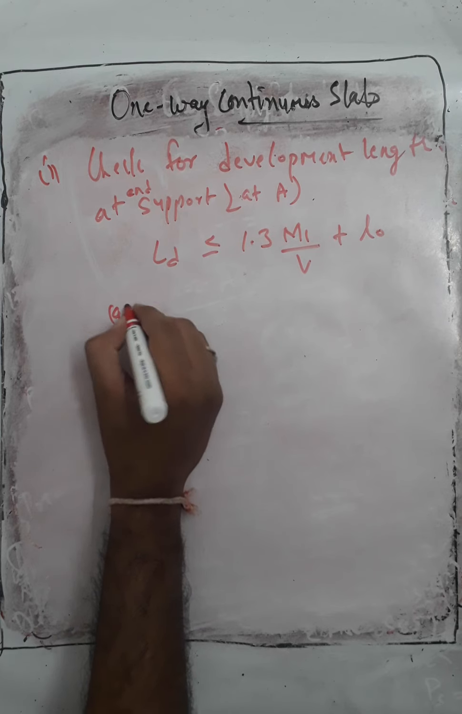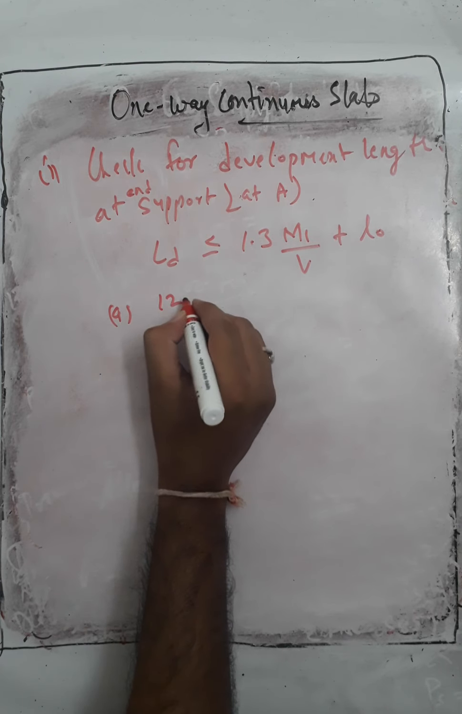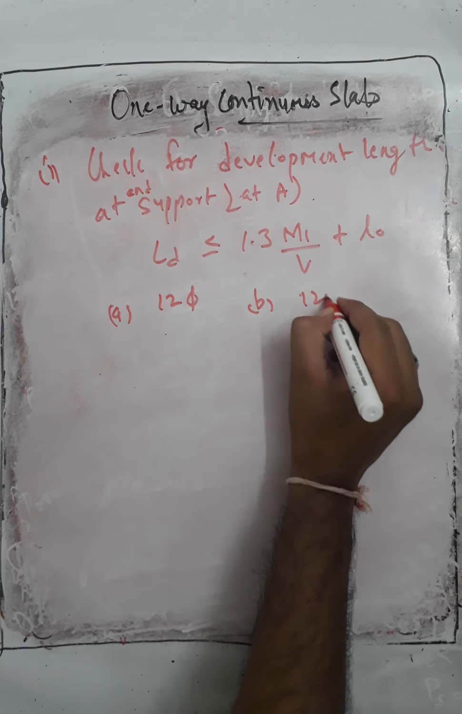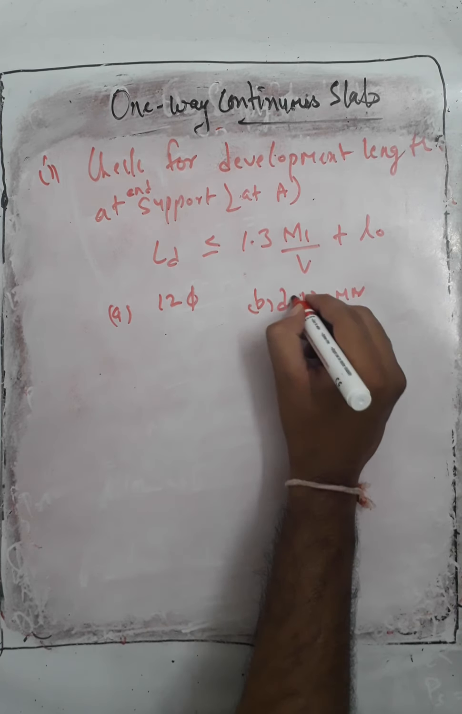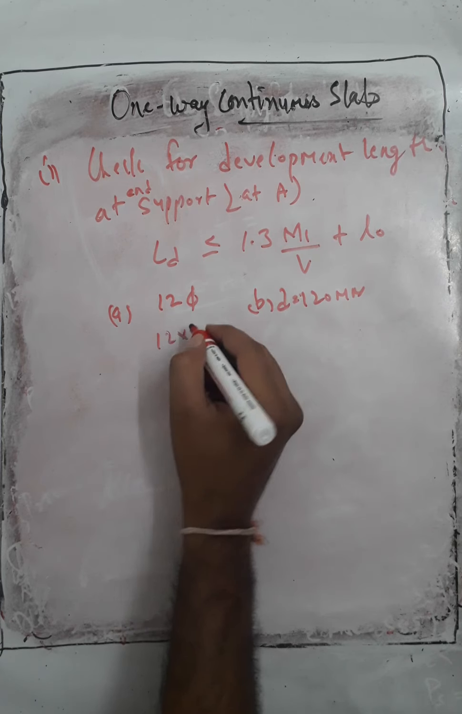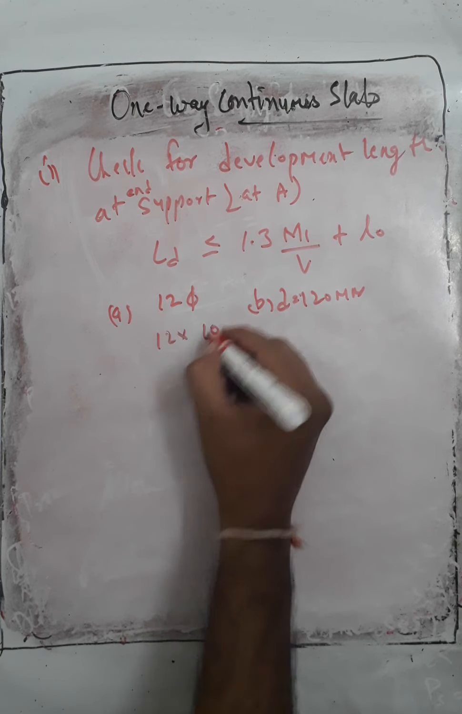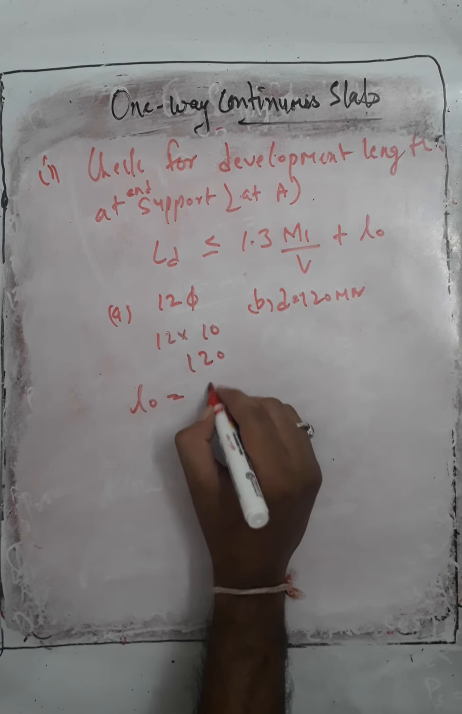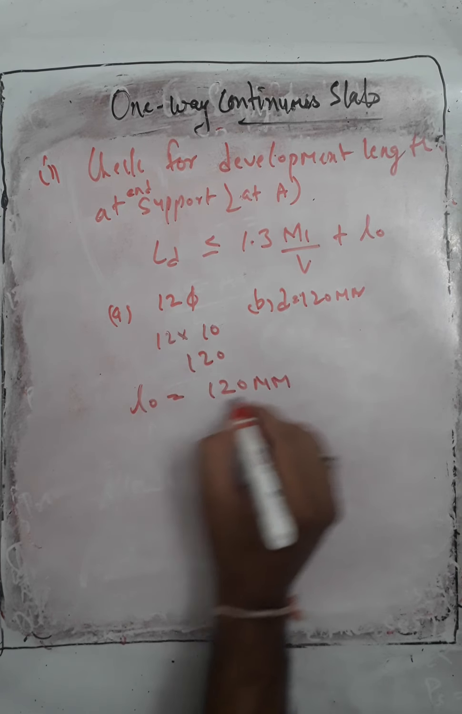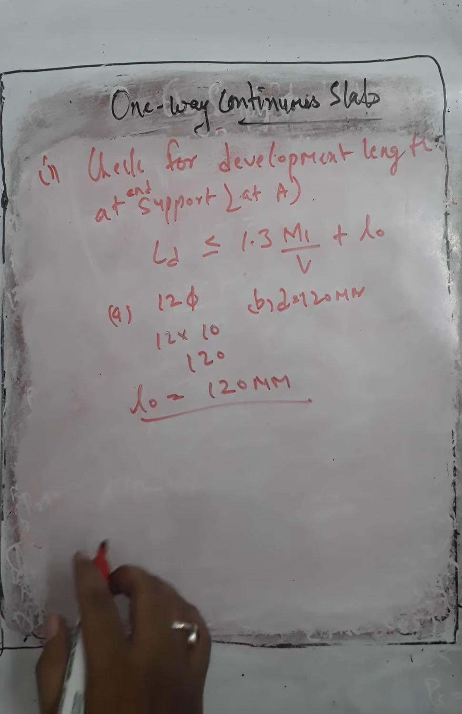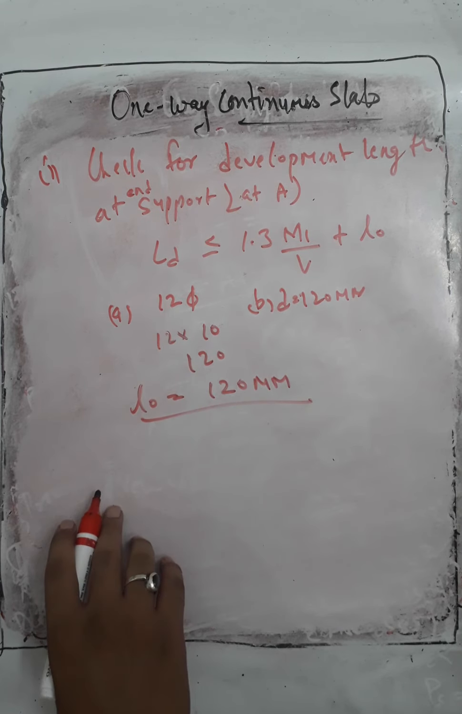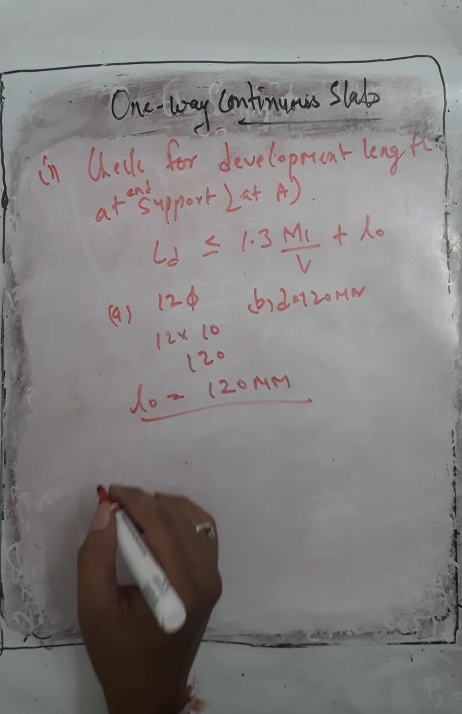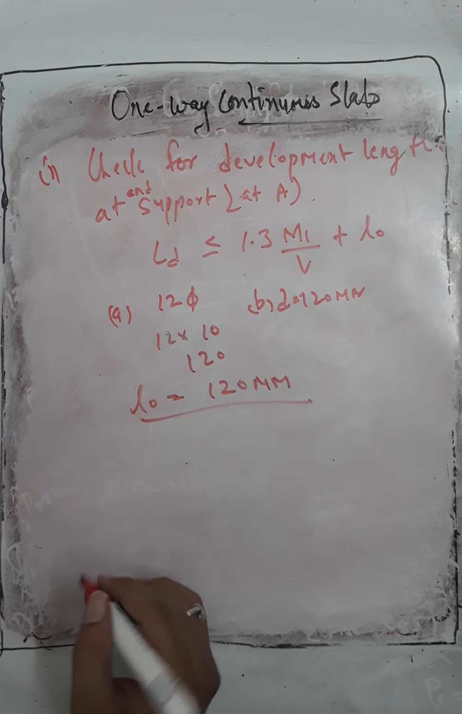For that we have two conditions, 12 phi or 120 mm. 12 phi is 12 into phi, phi is 10, so here we get 120 mm. So here we note that L naught is 120 mm because we have to take the lesser of these two. But here our value is the same, that's why L naught is 120 mm. Now we have to find M1 and V.